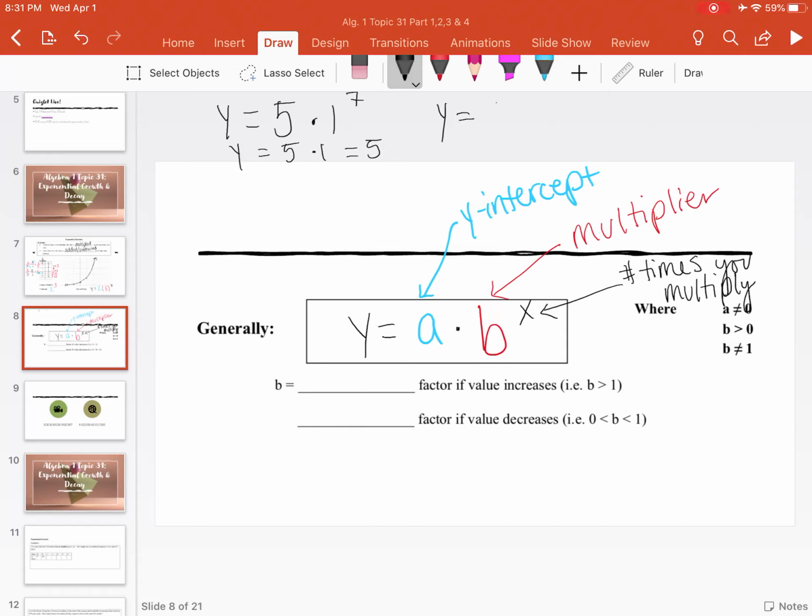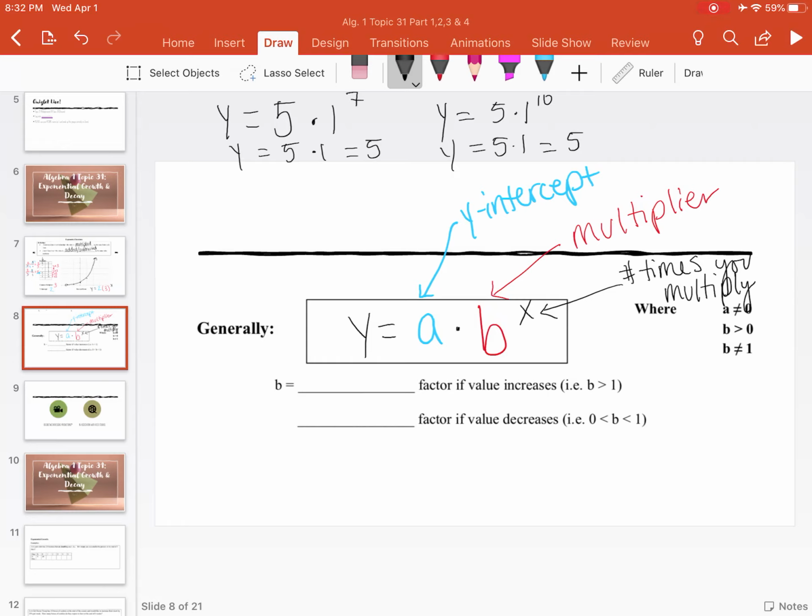If we have y equals 5 times 1 to the 10th power, we would still get y equals 5 times 1, or just 5. So here, we would again just get a horizontal line of y equals whatever our y-intercept value is, y equals a. So B cannot equal 1.